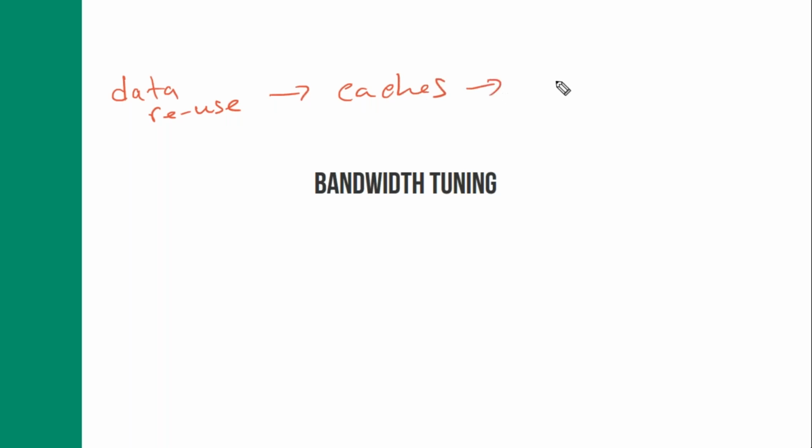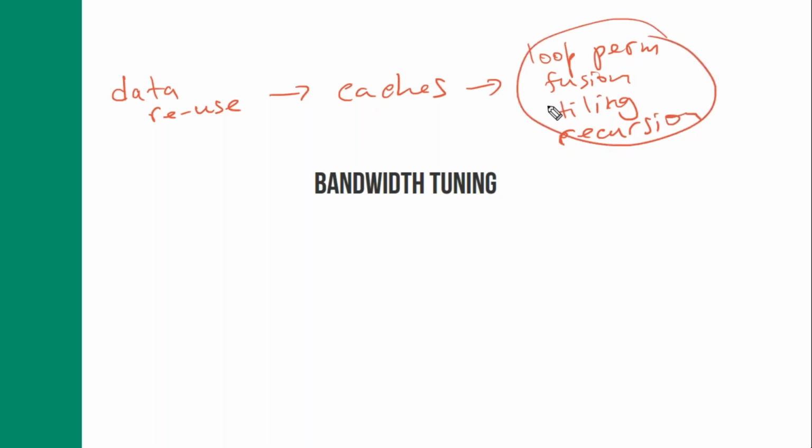So if you have data reuse, you need to use caches, and you need to do all these loop transformations, loop permutation, fusion, and tiling, and optionally cache oblivious recursion. All to improve data reuse in caches. If you have no data reuse, then to optimize memory traffic, you need to look into the techniques for memory bandwidth tuning.